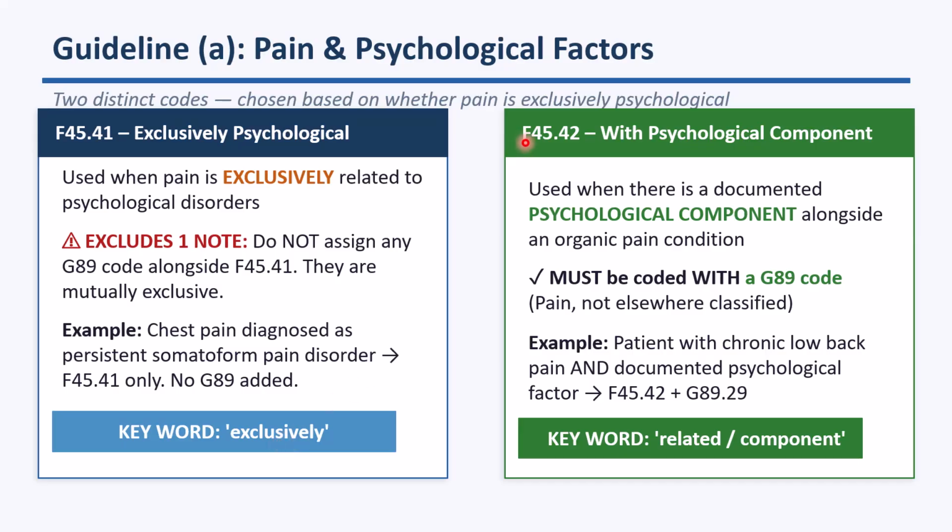Now on the right side, we have F45.42, pain disorder with related psychological factors. This is used when the patient has both an organic pain condition and a documented psychological component. In this case, not only can you add a G89 code, you must. F45.42 requires a companion code from category G89. For example, a patient with chronic low back pain and a documented psychological factor. So here you have to code F45.42 with G89.29. Here the keyword is related or component.